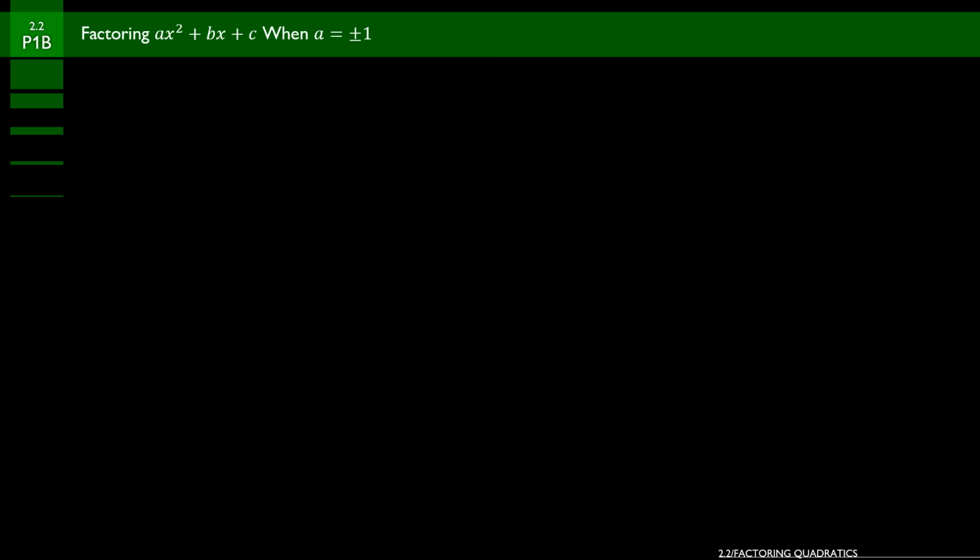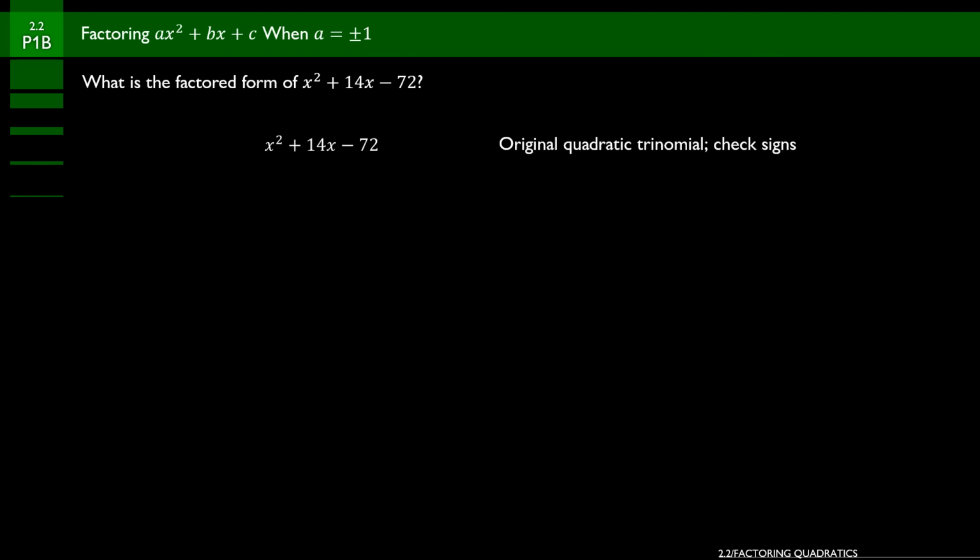We're going to go through the same process in problem number 1b. This time we've got: what is the factored form of x squared plus 14x minus 72. So again, check the sign in front of the 72, or in front of the constant. And it's a negative, which tells us that we're going to have one positive and one negative.